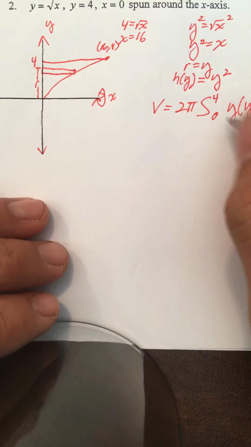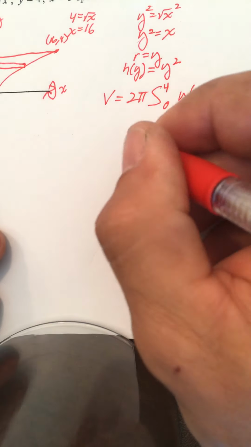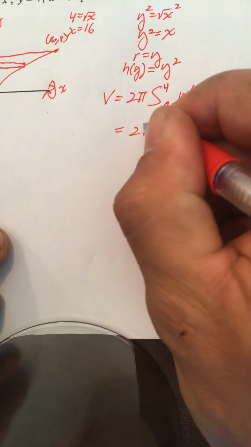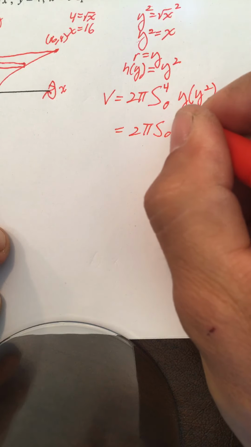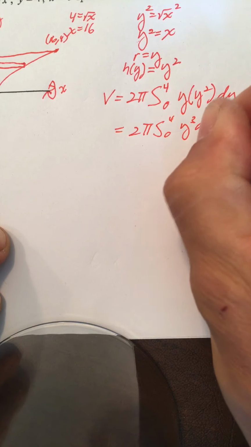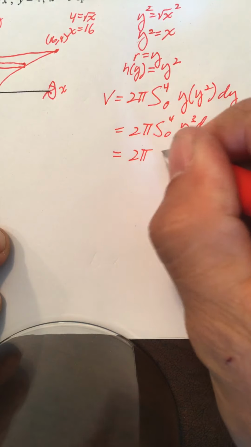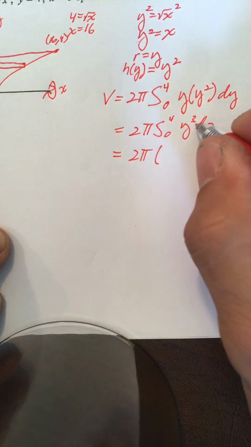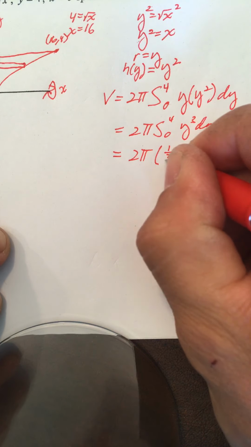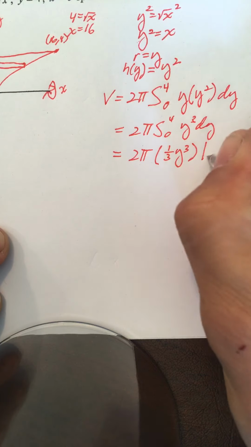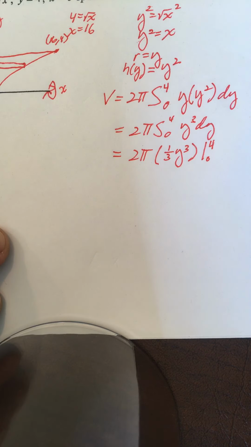We're going to clean this up a little bit before we do any calculus. y times y squared is obviously y cubed. Now we're ready to integrate, and then we'll evaluate. So I'll keep 2 pi out front. We're going to add 1, multiply by the reciprocal, and evaluate that from 0 to 4.